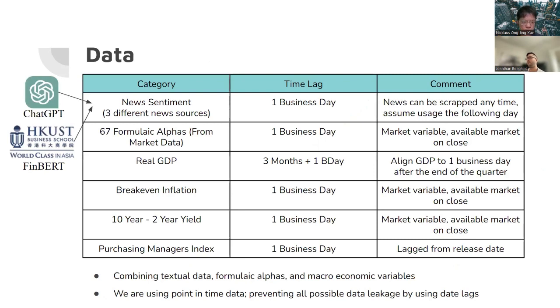So this is an overview of the data. We have news sentiment from 3 different news sources. We also have a timeline of 1 day. We constructed 67 formulaic alphas from market data. And the last 4 is macroeconomic data: real GDP, break-even inflation, 10-year minus 2-year yield, and the purchasing managers index.